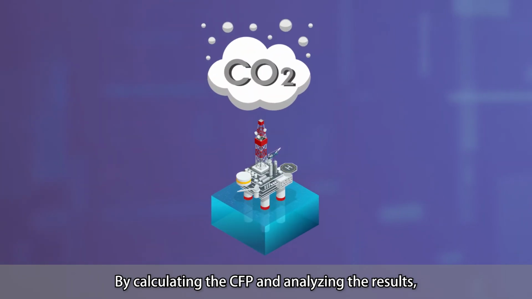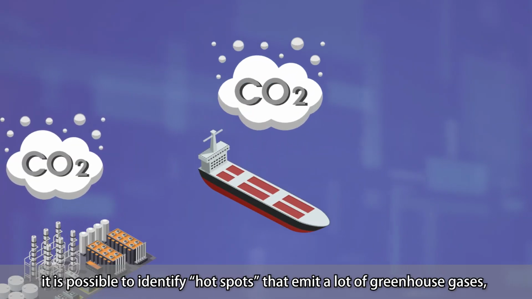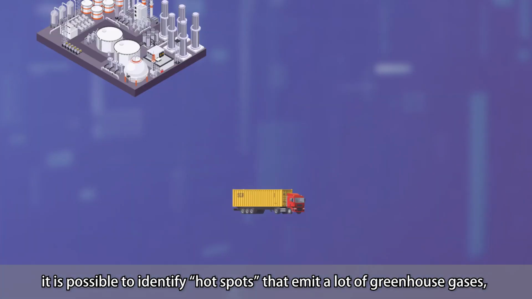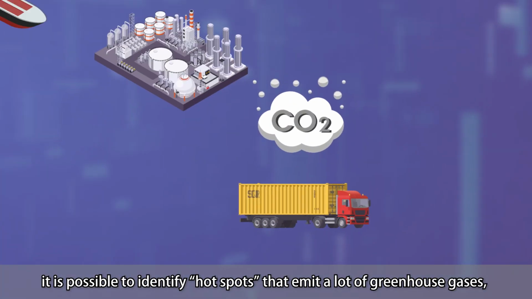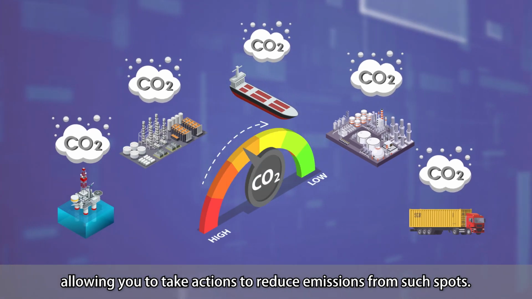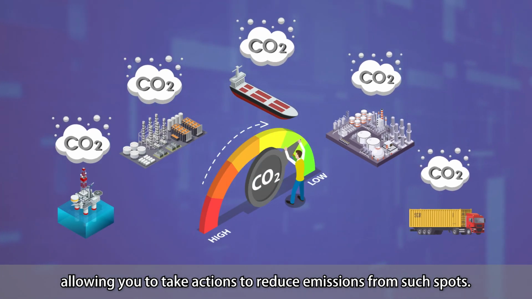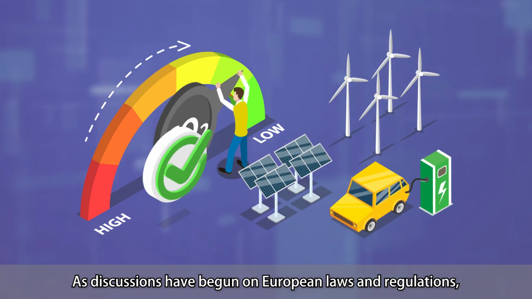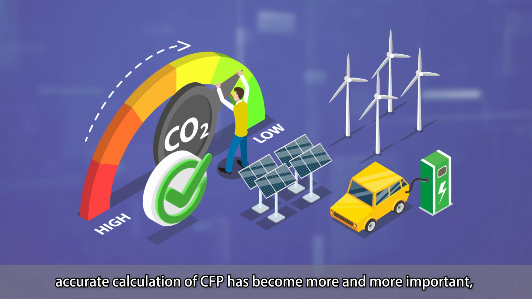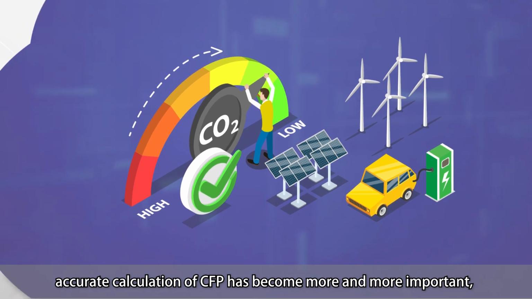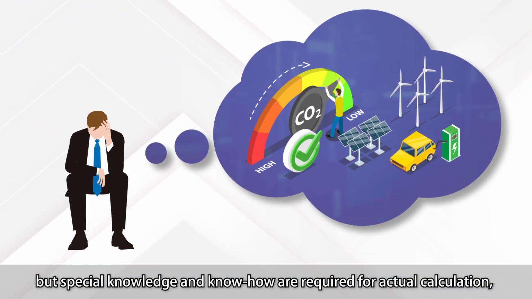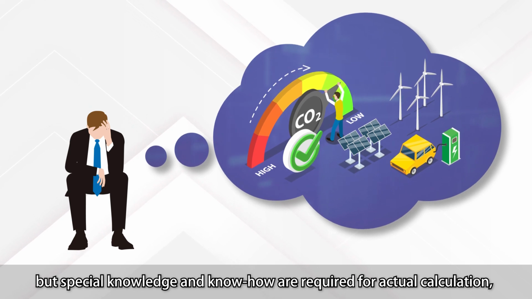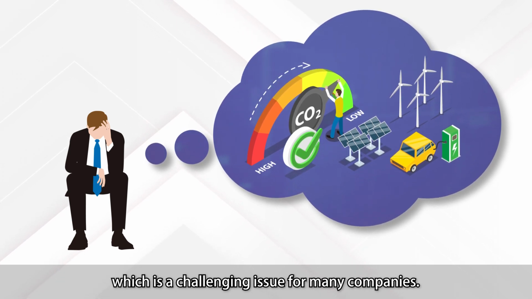By calculating the CFP and analyzing the results, it is possible to identify hotspots that emit a lot of greenhouse gases, allowing you to take actions to reduce emissions from such spots. As discussions have begun on European laws and regulations, accurate calculation of CFP has become more and more important, but special knowledge and know-how are required for actual calculation, which is a challenging issue for many companies.